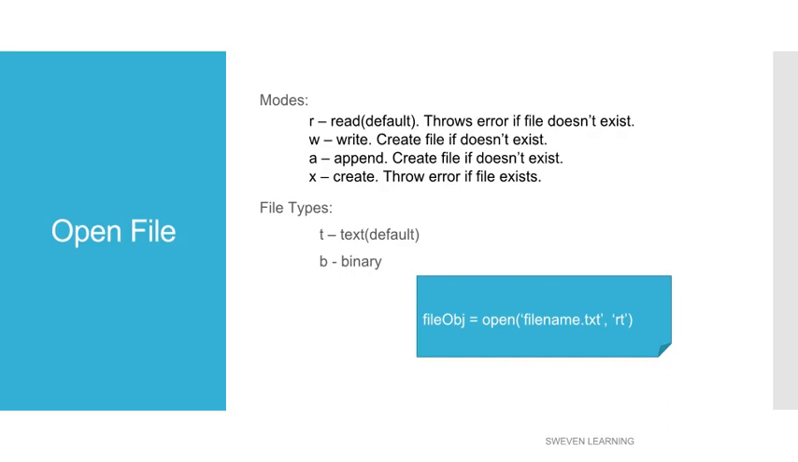There are four modes to open a file, namely, R for reading, W for writing, A for appending and X for creating a new file. There are two file types, T for text type and B for binary type. Example of binary type files can be images. Read mode and text type are default values. If no second parameter is specified for open, then RT will be considered.